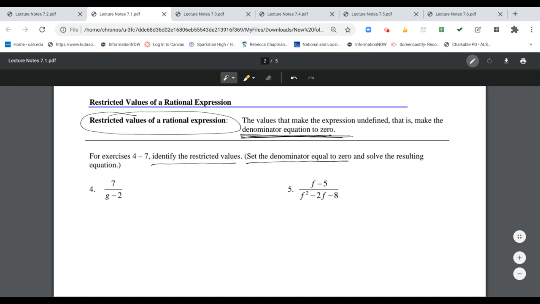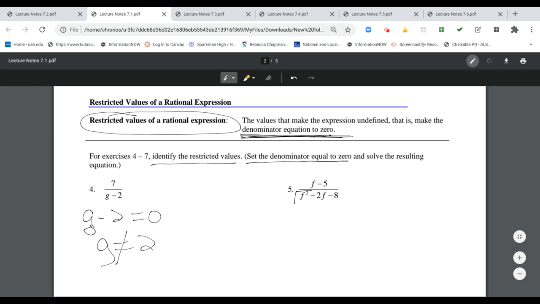Now, sometimes, like in number 4, you get g minus 2 equal to 0. That's just a basic linear equation. So g cannot equal 2. Okay, so the restricted value is 2 because if you were to plug 2 in, that would give you 2 minus 2, and that would give you 7 over 0. So I can plug in any other number for g in this problem except for 2, because 2 produces a 0 in my denominator.